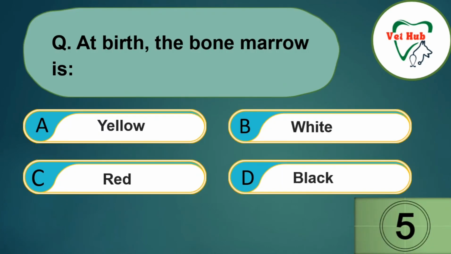And the next question is, at birth the bone marrow is, and the options are option number A, yellow, option number B, white, option number C, red, and option number D, black. And your time begins.